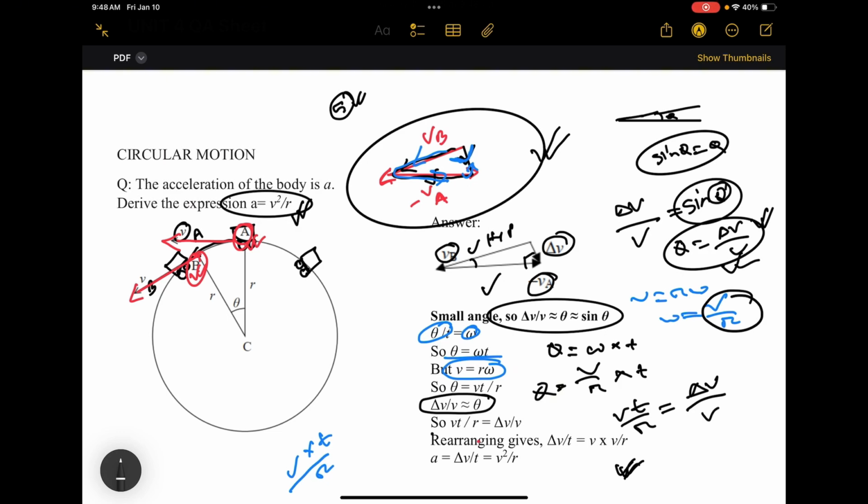So what we can do right now is convert this theta right here, and this V right here. So V into V divided by R is equal to del V by t. So we know del V by t means acceleration, and V into V by R means V square by R. So we have definitely derived this formula.